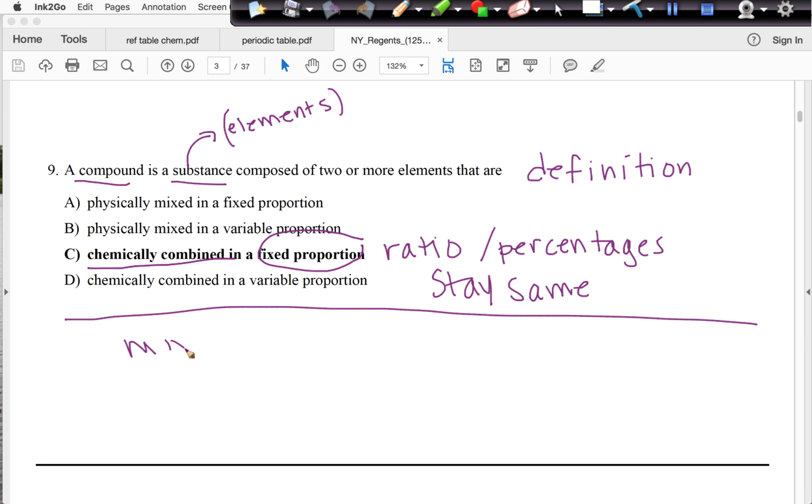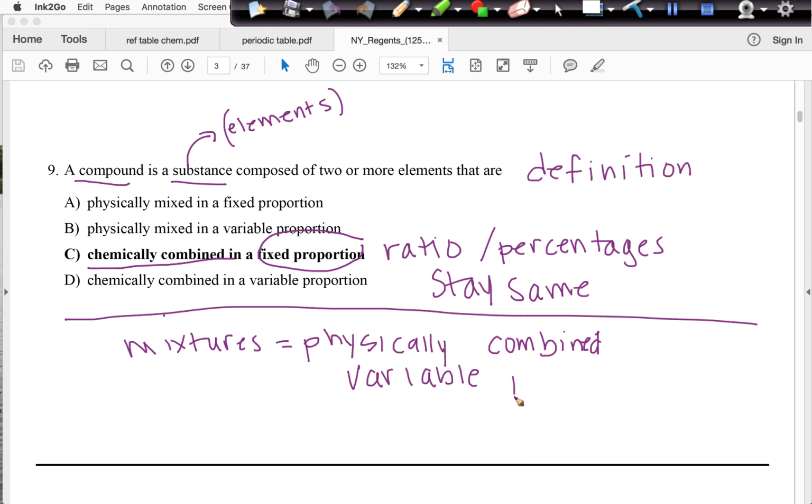Now we also have, to contrast, things called mixtures. Mixtures are physically combined, and mixtures have a variable proportion.